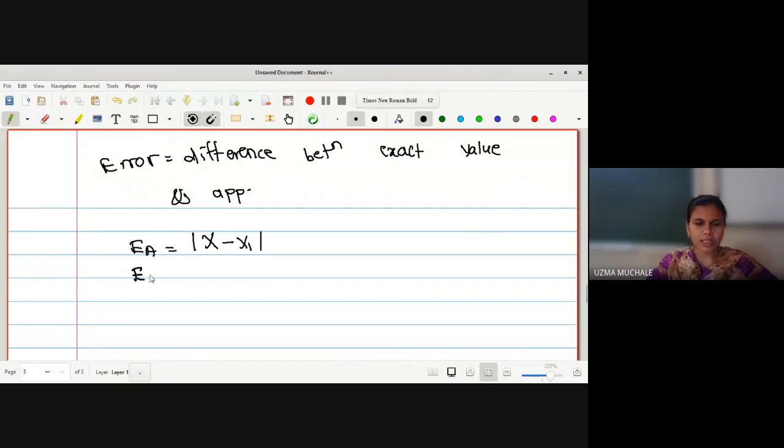Okay. Next is relative error. What is the value of a relative error? It is nothing but the absolute error divided by the true value. True value means your x. Instead of saying exact value, we can say true value. And here it is the approximate value. Next is what?